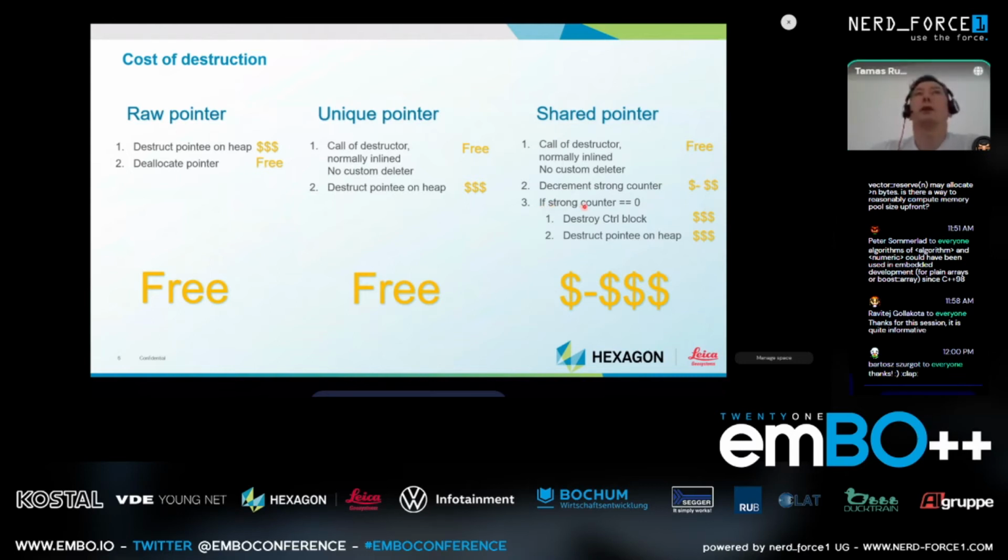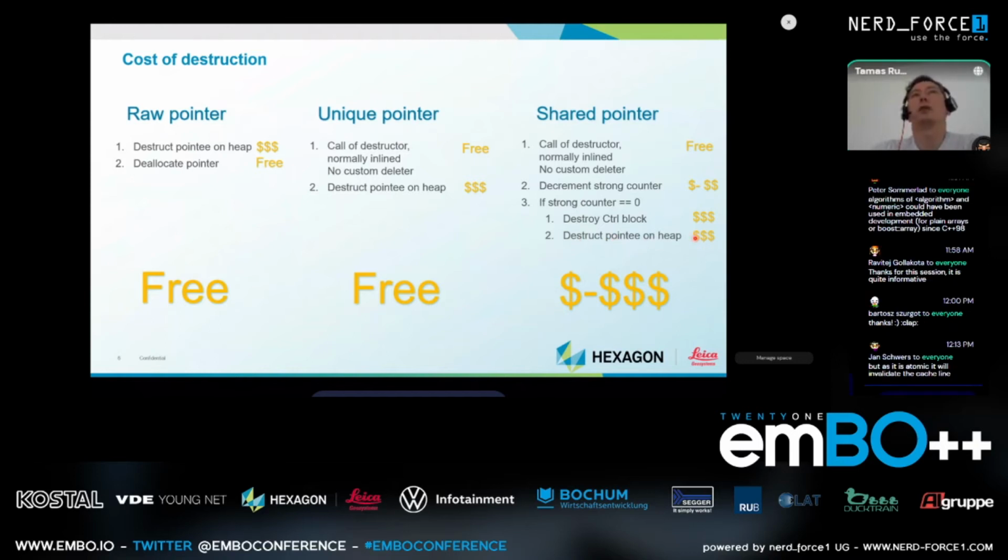The real costly thing comes if the strong counter reaches 0, because that means this was the last shared pointer. So it's not enough to destroy the shared pointer, we also have to destroy the object it points to. So we again have the cost of the destruction of the heap object, but we also have to destroy the control block. We have to be a bit more precise here, because if we have some other weak pointers, maybe the destruction of the control block is delayed until the weak counter also reaches 0.